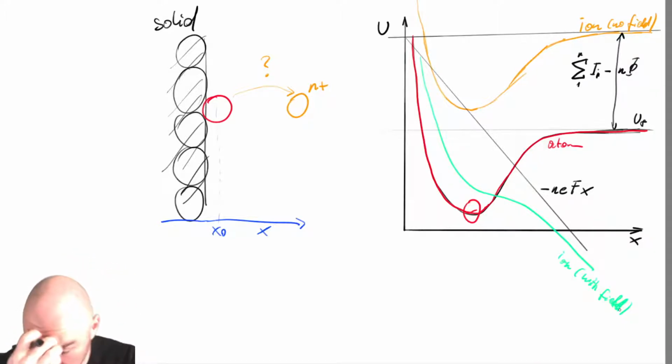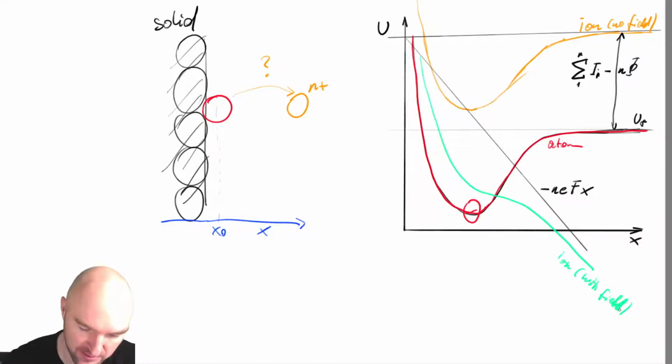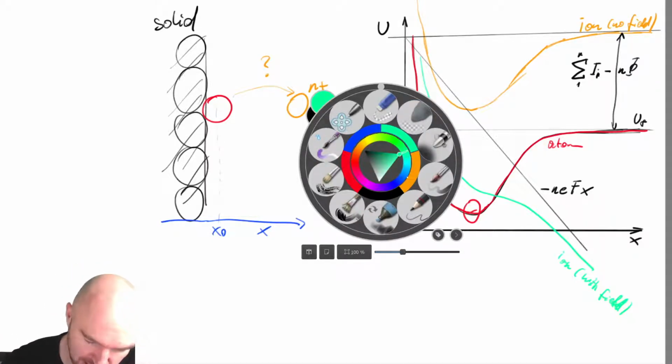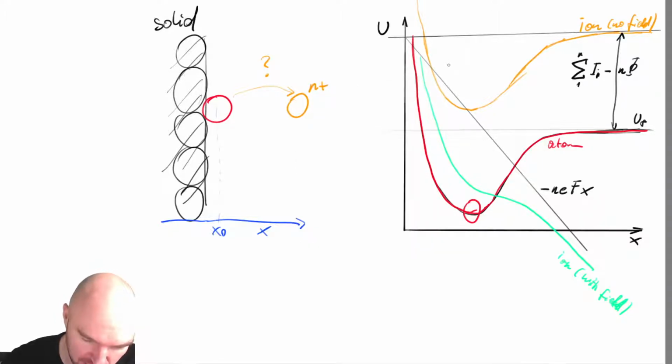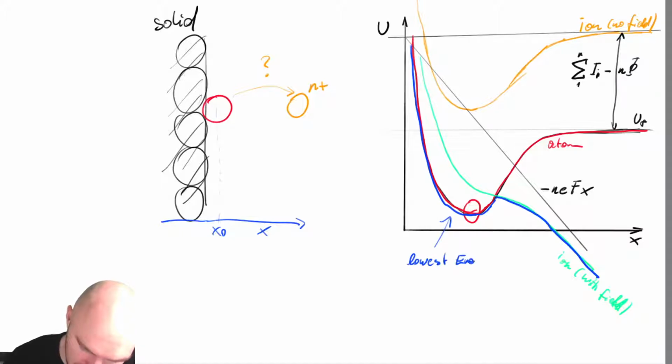And so if we look at what is the lowest energy state of the system, the lowest energy state of our particle, which can be an ion or an atom, then we'll see that the lowest energy state up to here is it being an atom, and from here on it's being an ion. So blue is the lowest energy state.